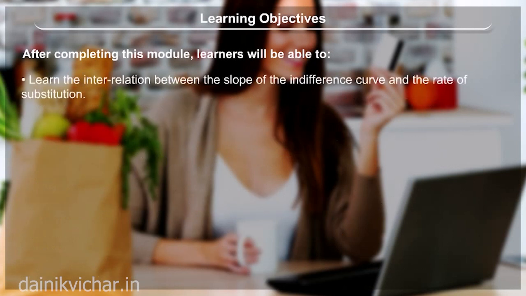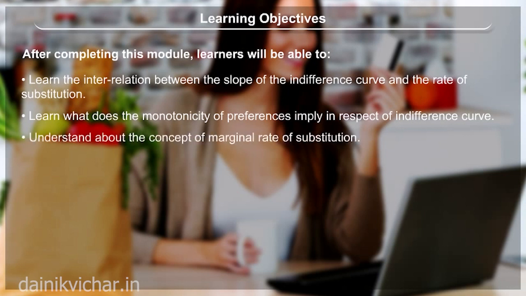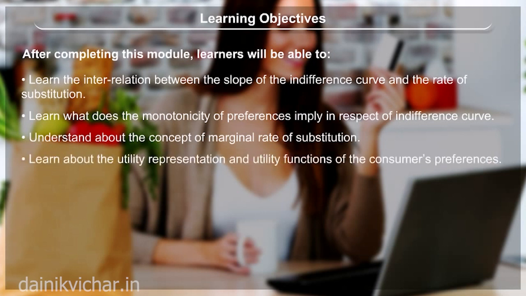Learn the interrelation between the slope of the indifference curve and the rate of substitution. Learn what the monotonicity of preferences implies with respect to the indifference curve. Understand the concept of marginal rate of substitution. Learn about the utility representation and utility functions of the consumer's preferences.